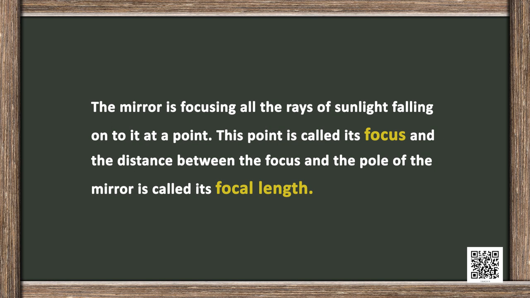This point is called its focus. And the distance between the focus and the pole of the mirror is called the focal length. Try focusing the image of a distant object like a building or a tree onto a wall. The distance between the mirror and the sharp image of the distant object is approximately its focal length. Let us try to understand this observation with the help of a ray diagram.